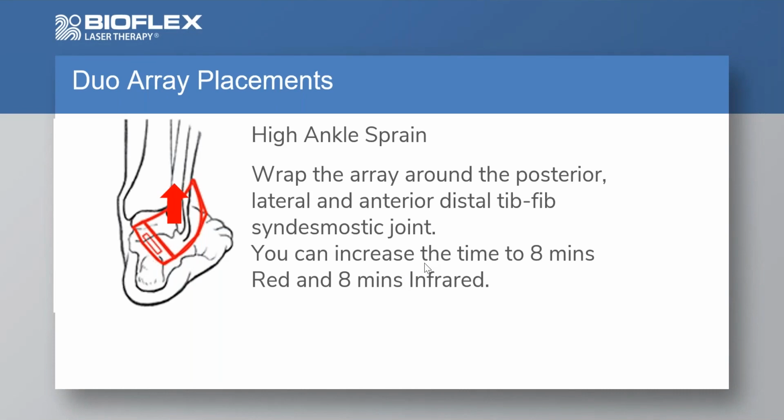Now, a high ankle sprain, which kind of makes sense, you're going to take the array a little bit higher up to wrap around the posterior aspect of the distal area of the fibula, where it attaches to the tibia, and then wrap that around all the way to the front, so it's also capturing the anterior distal tib-fib syndesmotic joint. I do recommend increasing the time to 8 minutes red and 8 minutes infrared in this area as well.